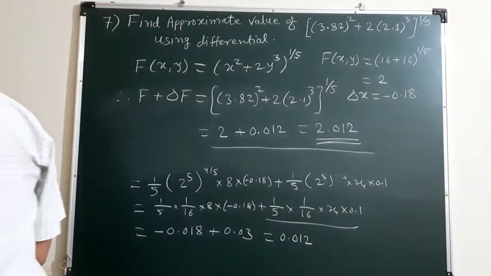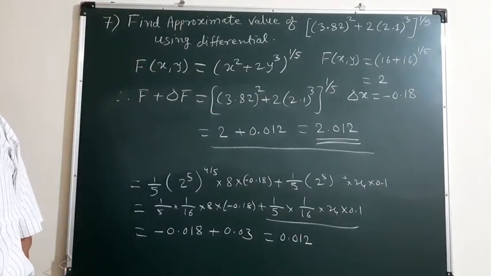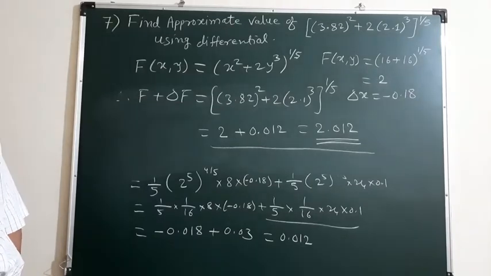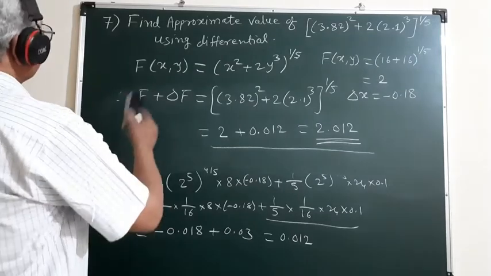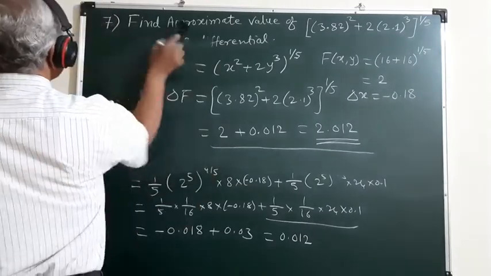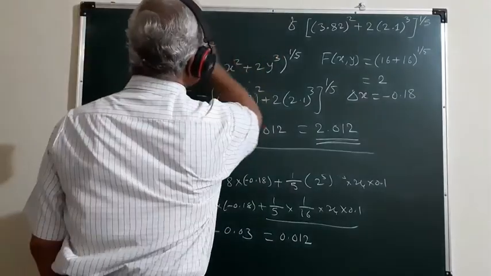So that is how we can make use of the concept of partial differentials in order to find out the approximate value of a certain function. So that is the 7th problem. Then we'll see the next one.